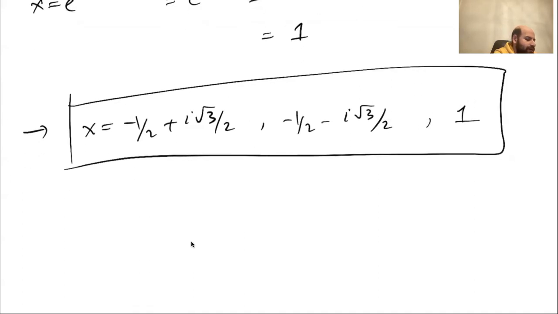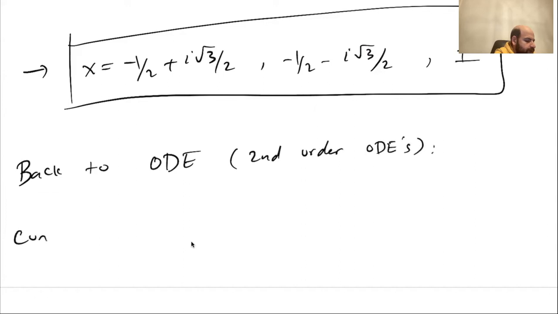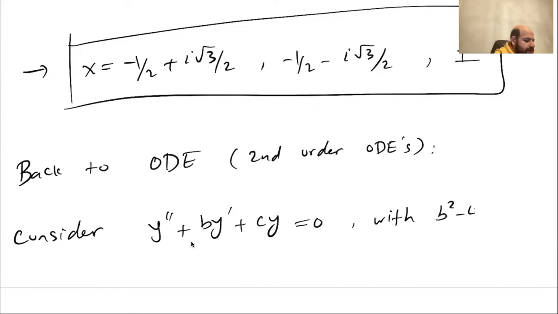Now let's go back to our topic of differential equations. So back to second order ODEs basically. So consider y double prime plus by prime plus cy equals 0 with b squared minus 4c less than 0. So let's assume that this is our differential equation.